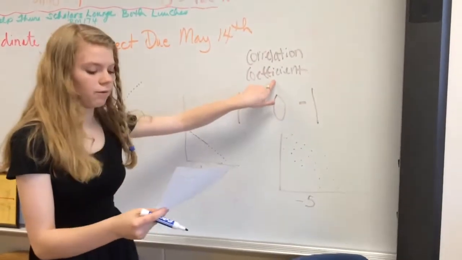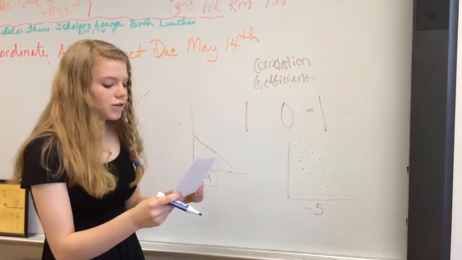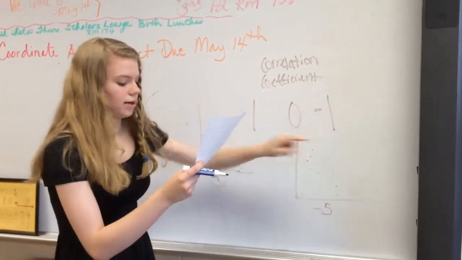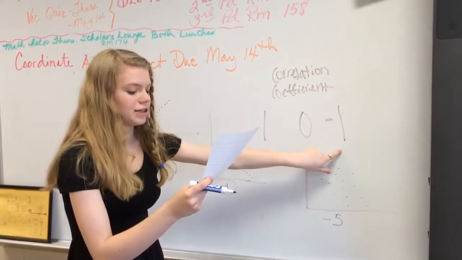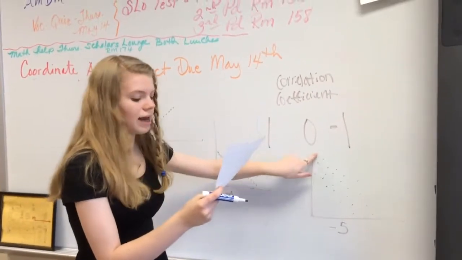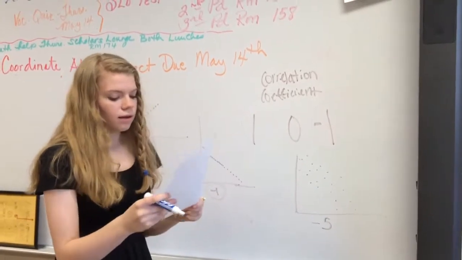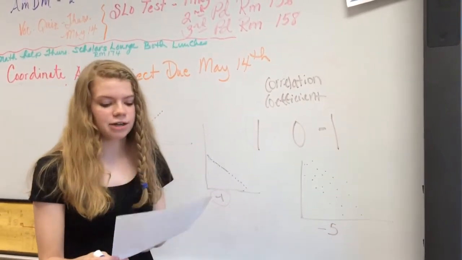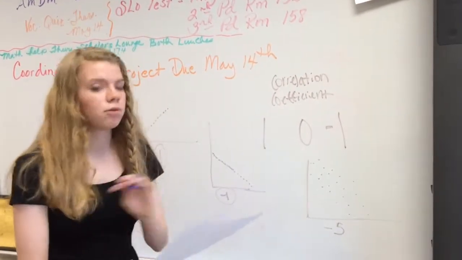When you have a scatter plot, there's something called a correlation coefficient. The coefficients are between 1 and -1. -1 means that it's a decreasing plot, and 1 means that it's an increasing plot. 0 means that it has no correlation, which means you cannot determine if it's increasing or decreasing, and there's no line of best fit.